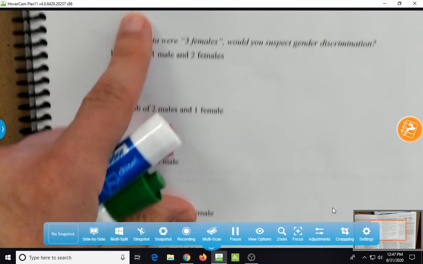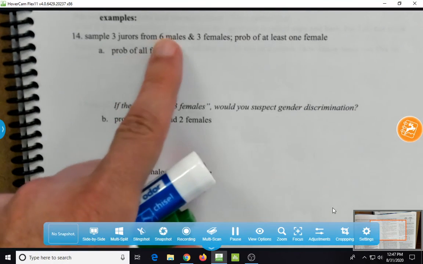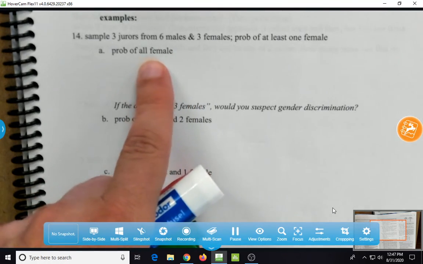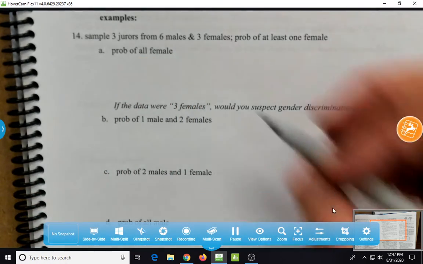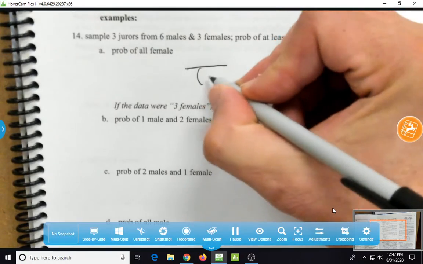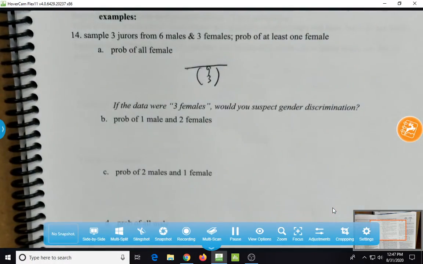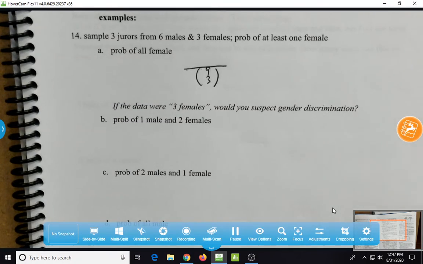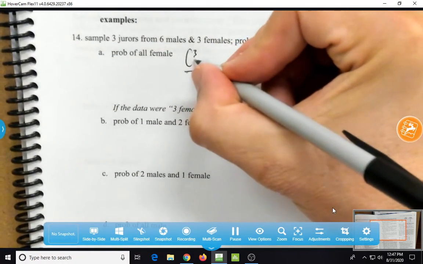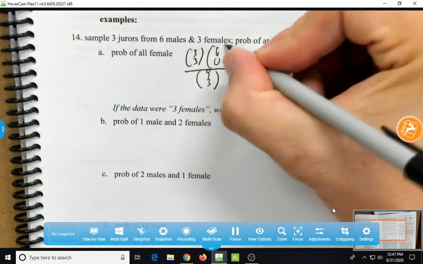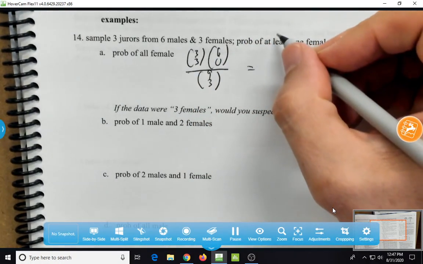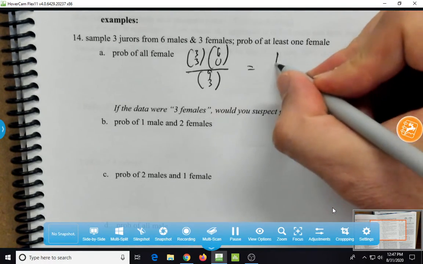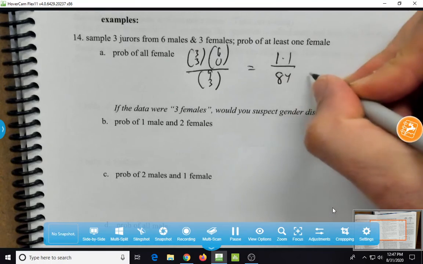All right, let's take a look at number 14. You're taking a sample of jurors and you want them to be all female. Well, altogether, you're taking 9 choose 3, because there are 9 possibilities. If I want them all to be female, I would do 3 choose 3 times 6 choose 0. That gives me 1 times 1 over 84.